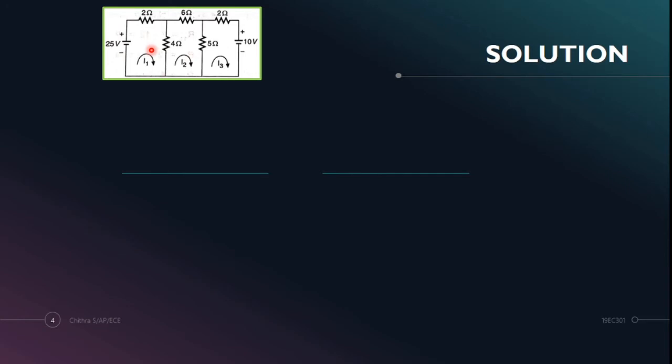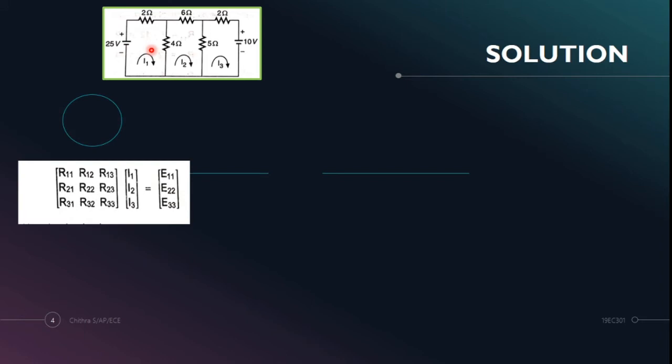The first step, as we saw already, is to write the general matrix for mesh analysis. It is R11, R12, R13, R21, R22, R23, R31, R32, R33. If there are three meshes, it will be a 3 cross 3 matrix. Two meshes means a 2 cross 2 matrix, and it goes on. Here there are three mesh currents, so we have written I1, I2, I3. And three meshes means three voltage sources in the general matrix, so it is E11, E22 and E33.